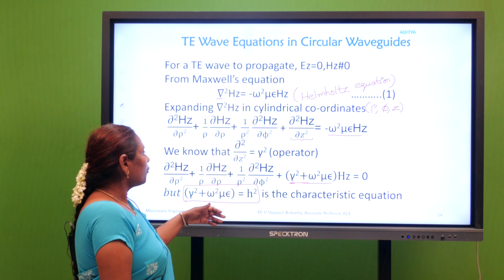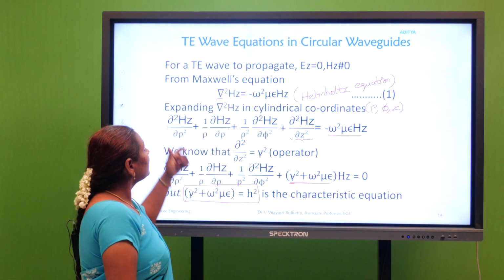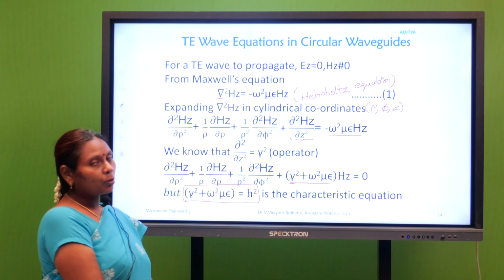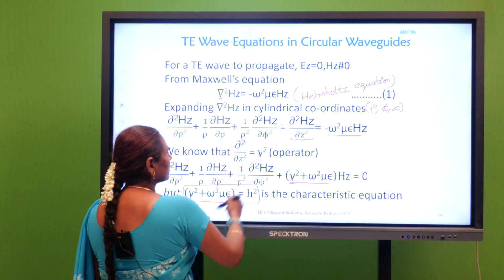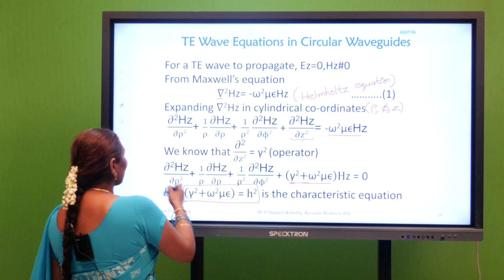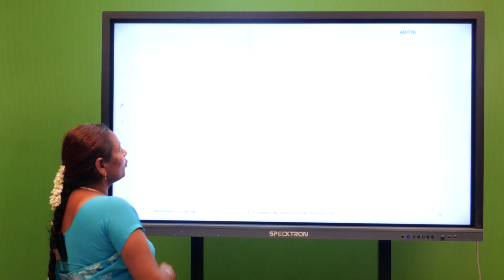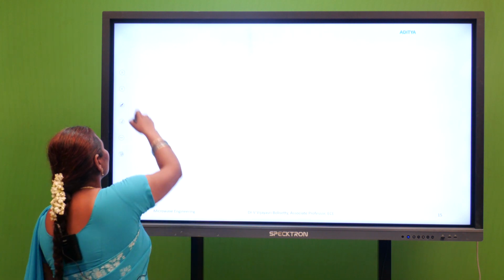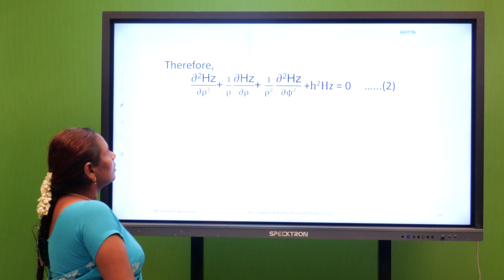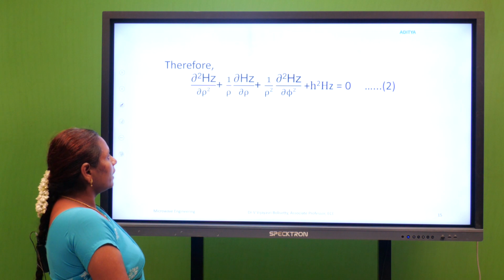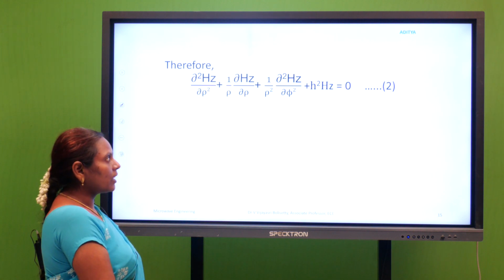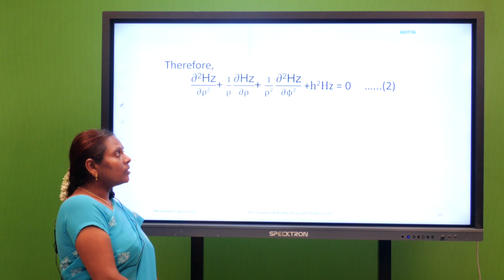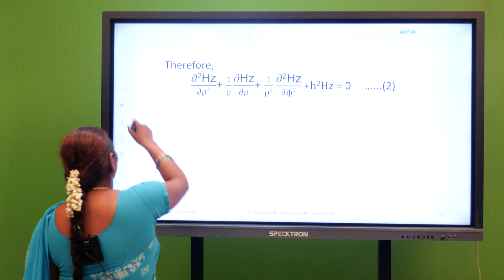Anyhow, now first let us see what is the TE wave equation that is propagating through the circular waveguides. So let us replace this gamma square plus omega square mu epsilon as h square, and we proceed further. So this is the second equation, and we need to find the solution for this equation.